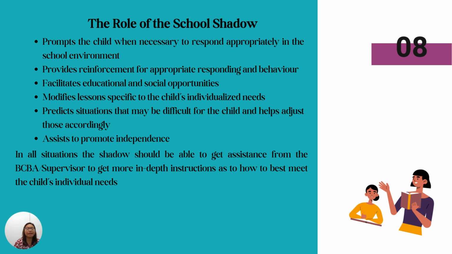So in summary, the role of the school shadow is as follows. Prompts the child when necessary to respond appropriately in the school environment. The school shadow provides reinforcement for appropriate responding and behavior, facilitates educational and social opportunities. A school shadow also modifies lessons specific to the child's individualized needs, predicts situations that may be difficult for the child, and helps adjust those accordingly.